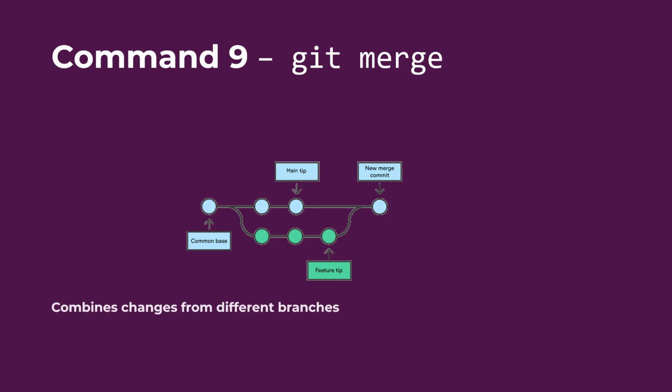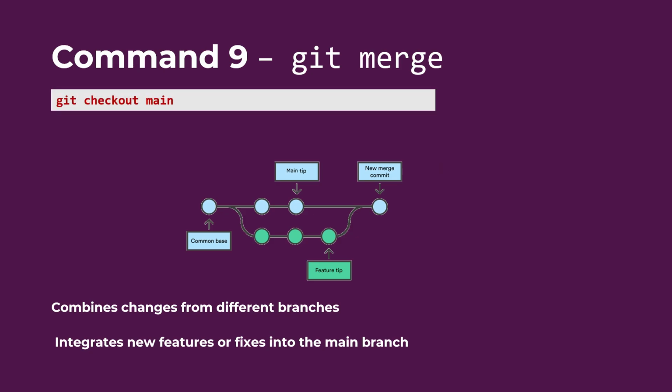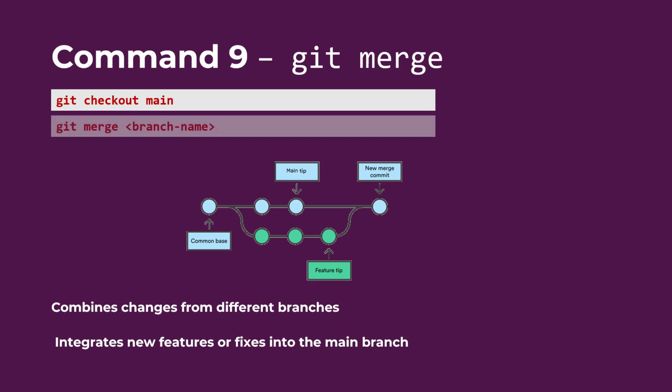Command number 9 is git merge. It combines changes from different branches, and it's important because it allows us to integrate new features or fixes into the main branch. And the command looks like this, where we write git checkout main and then we write git merge branch name.